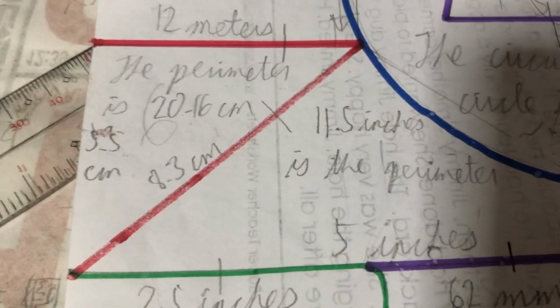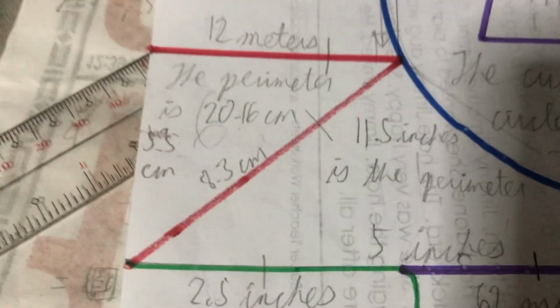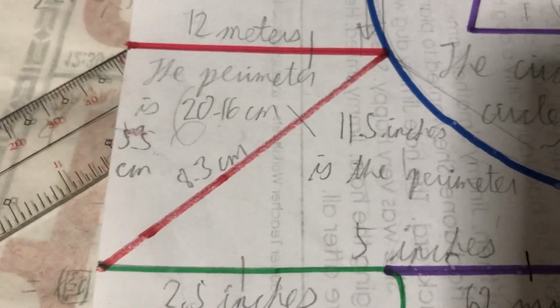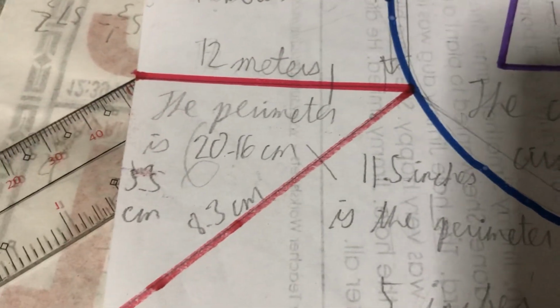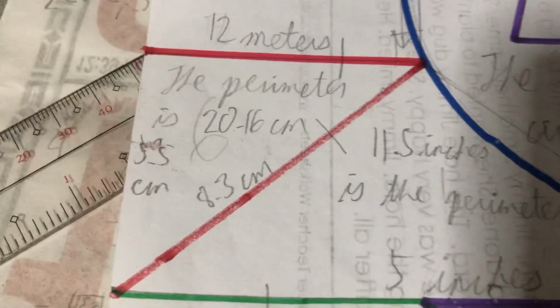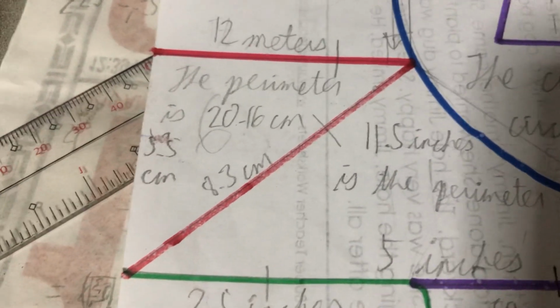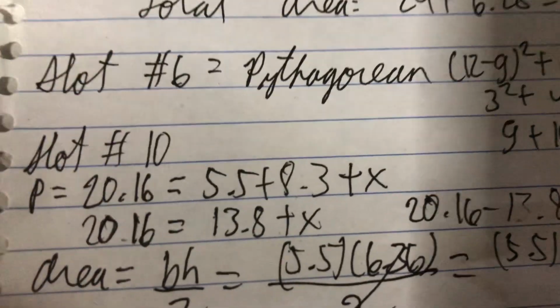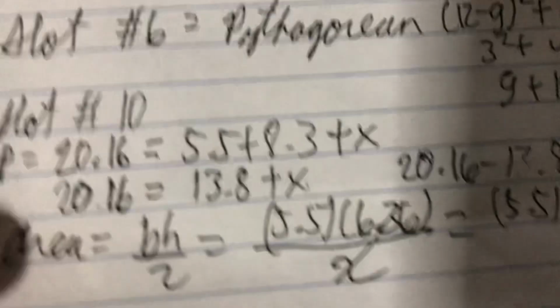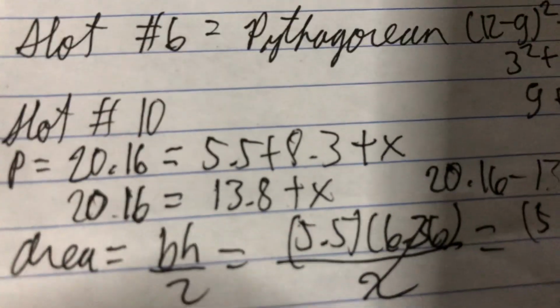Now, how do we solve for the last one? There are two ways on how you can solve it. But to tell you the truth, you might get different answers because you will get approximate answers. But let's start off by doing the subtraction method. This is our formula. So, remember 20.16, that is the perimeter. And then, remember the sum, whatever is given, and then the unknown, right?